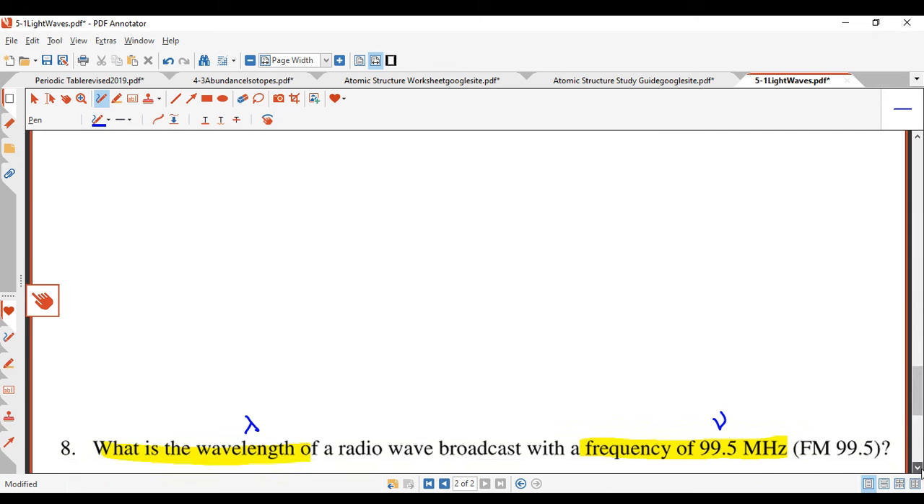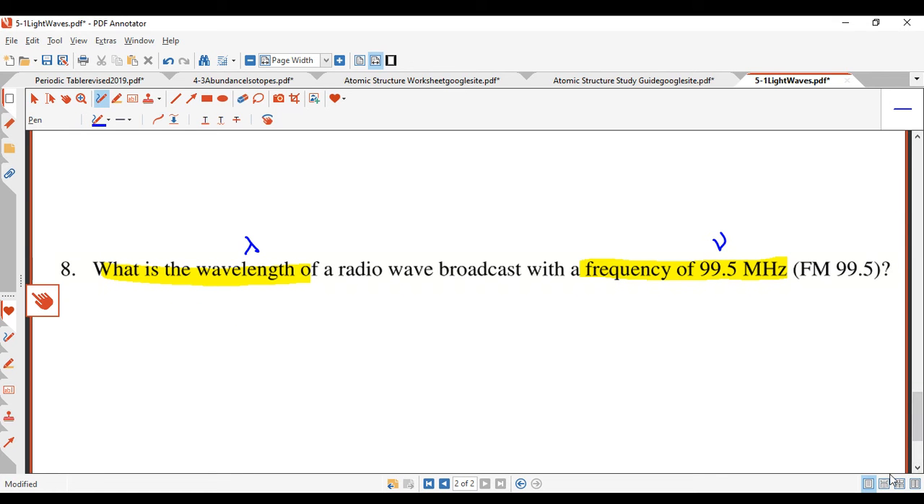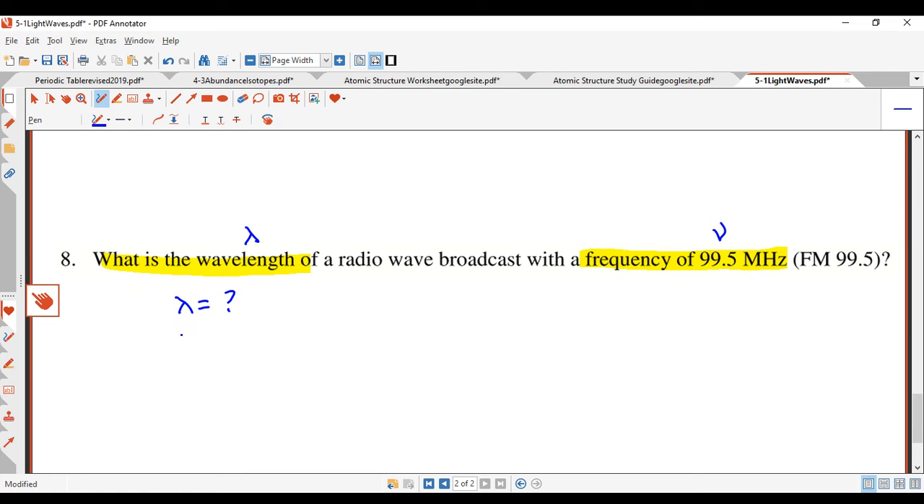So let's go back down, and we're just going to list what we know and what we're looking for. So we have our wavelength, that's unknown, and we have our frequency. We're going to have to convert this into hertz. So we know that 1 megahertz is 10 to the 6 hertz. So that gives us 99.5 times 10 to the 6 hertz.